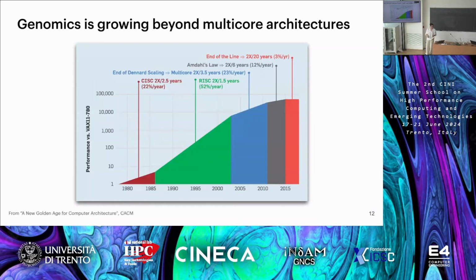And the other issue is that multi-core architectures are not really scaling anymore. We know that we are at the end of Moore's law, so we cannot really get more performance out of multi-core architectures these days. So what we really need to do is move toward distributed memory architectures and specialized hardware. Does this make sense for everybody? Any questions so far? Okay.